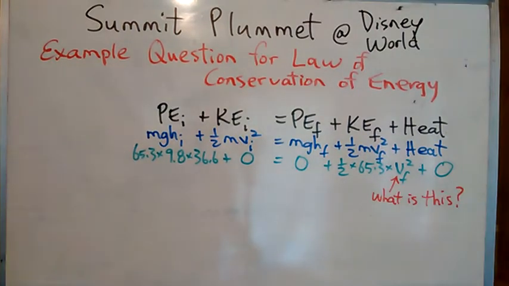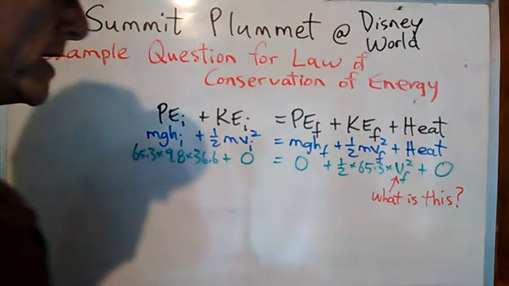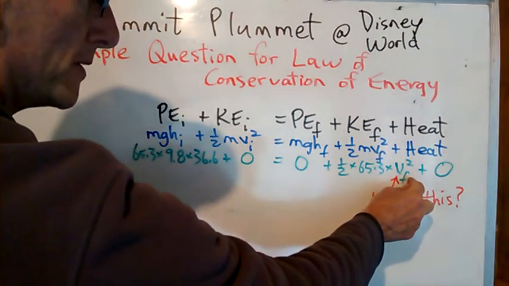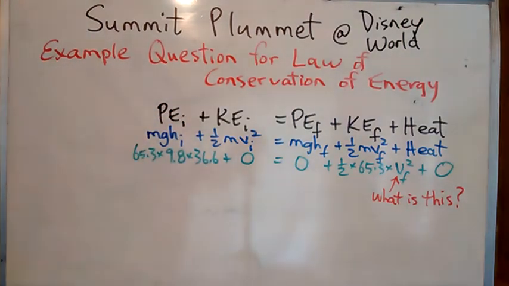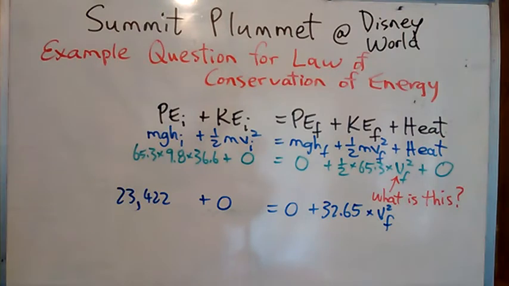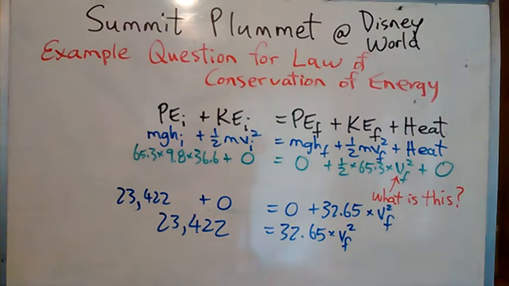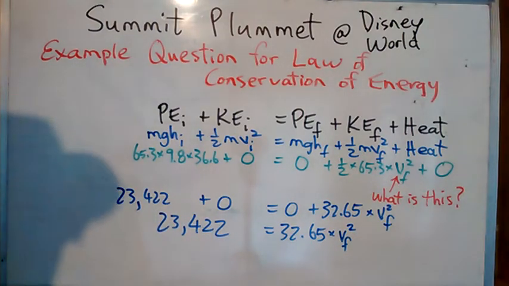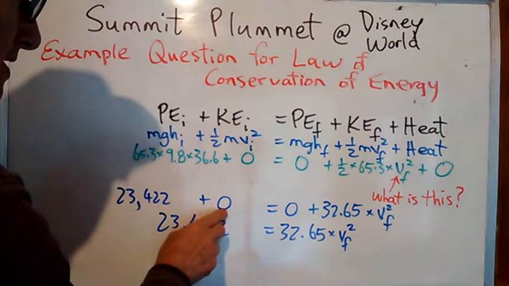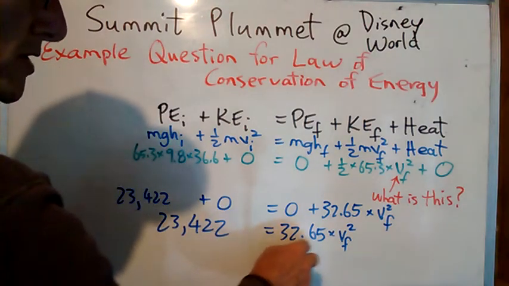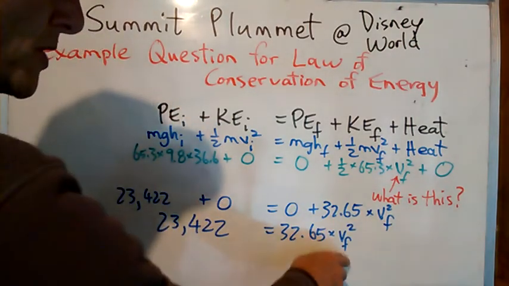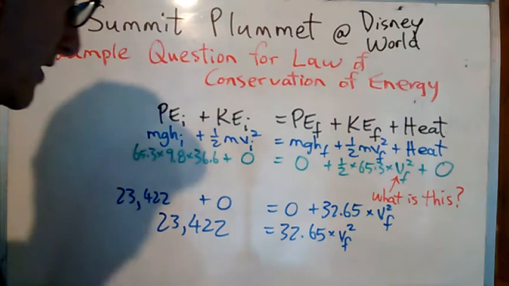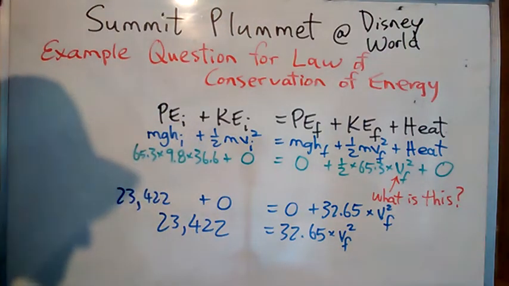And of course the big question here is, what is your speed at the bottom of the water slide? We're trying to find VF, which is the speed of you at the bottom of the water slide. And let's calculate. Here we go. And the next step of the calculation, I end up getting 23,422 on this side, rounded up to 5 digits, and that equals 32.65 times V final squared. I want just V final squared on this side, so I have to divide this entire side by 32.65, and I have to do the same thing over here. So I'll do that.